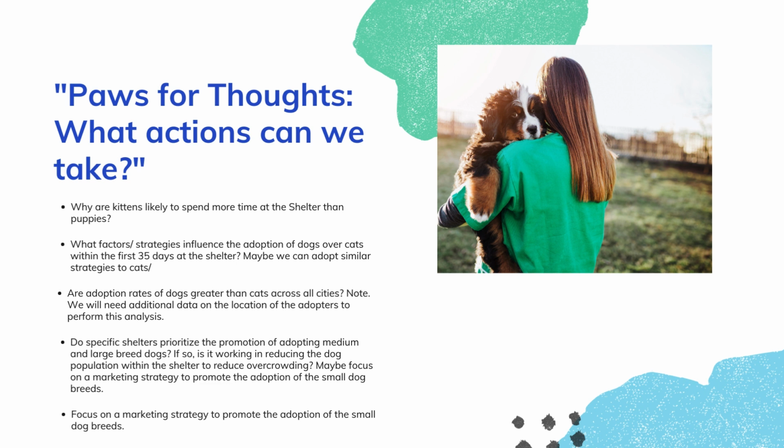Do specific shelters prioritize the promotion of adopting medium and large breed dogs? If so, is it working in reducing the dog population within a shelter to reduce overcrowding? Maybe focus on marketing strategy to promote the adoption of the smaller breed dogs instead.